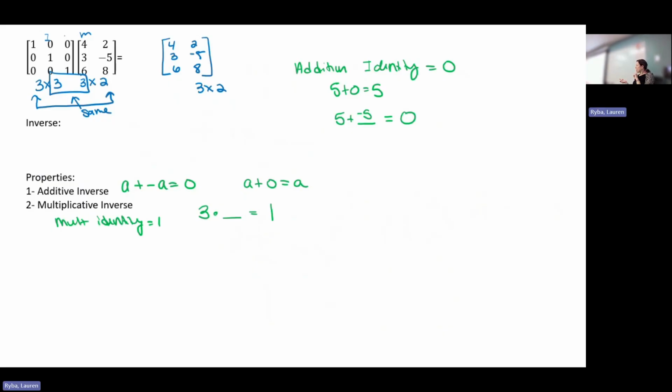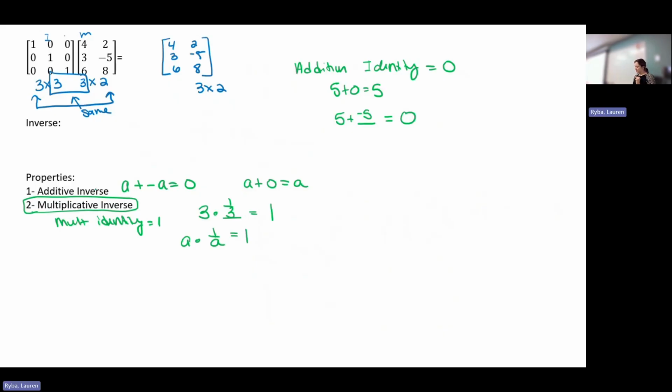There's a 3 involved in it. 1/3. So if I have a number and I multiply by its inverse, I should get 1. That is the multiplicative inverse. Okay, so inverse just means you do something to what you are given to make it equal the identity.